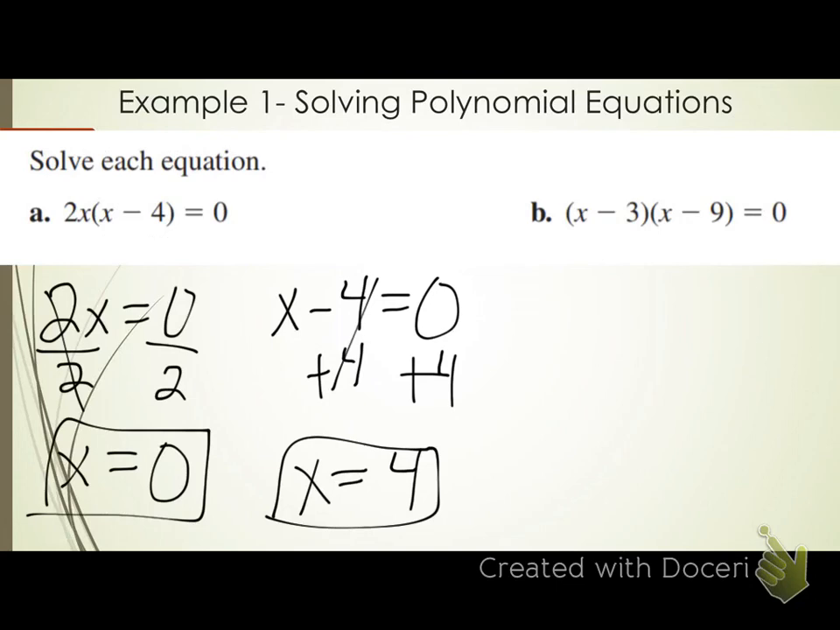If I plug 4 in for x, what's 2 times 4? 8. What's 4 minus 4? 0. What's 8 times 0? 0. Does 0 equal 0? Yep, they both check out. Are we okay with that? How are we feeling about understanding the zero product property? If two things are being multiplied to equal 0, I know one of those things must equal 0, so I set them equal to 0. Okay? And then solve for your variable. Can I erase and move to letter B?